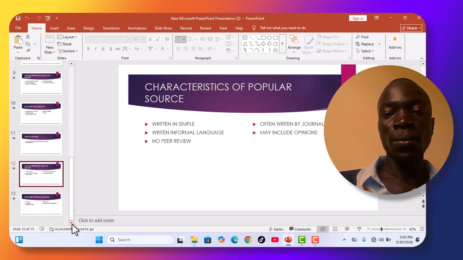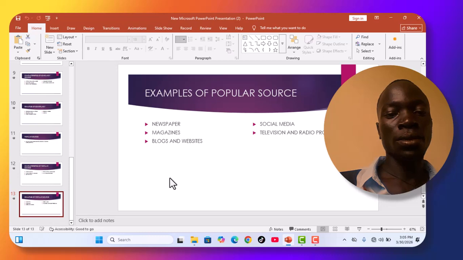But before I go, I have some examples of popular source. Let me say the newspapers, the magazines, the blogs and websites, social media, television and radio programs. Yes, as I said before, it's all about social media, magazines, the newspapers, things that help to produce and give information to the society. As I've mentioned, the newspapers, the magazines, the blogs, television are mostly used by journalists.